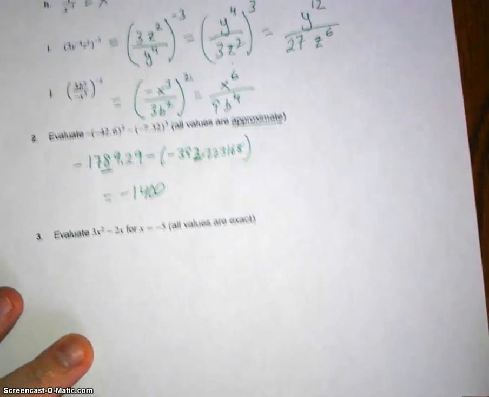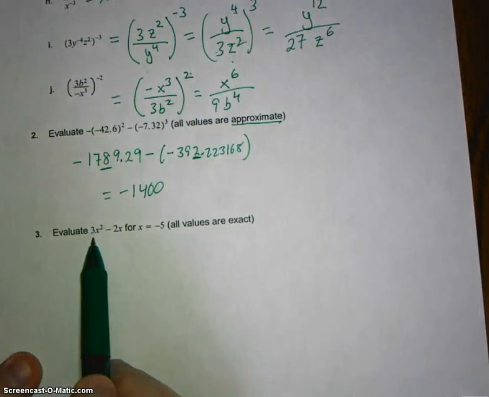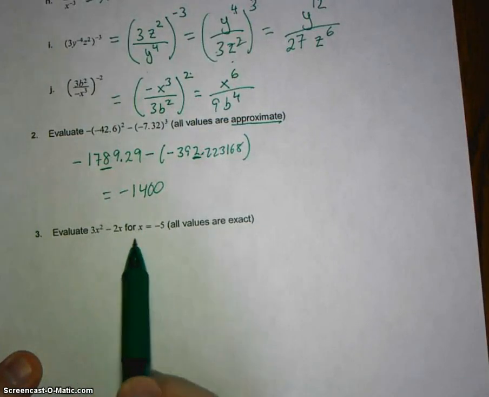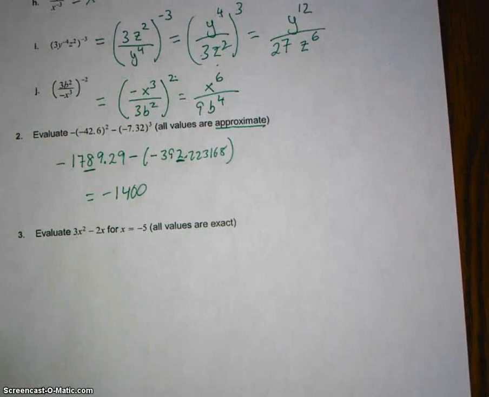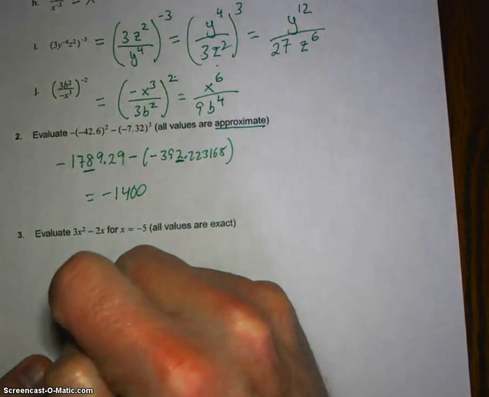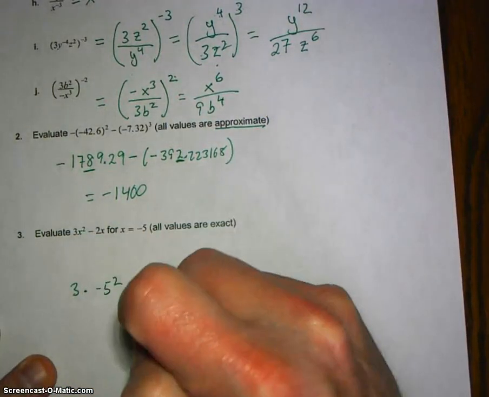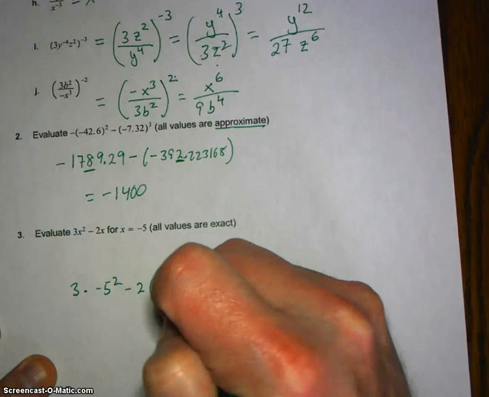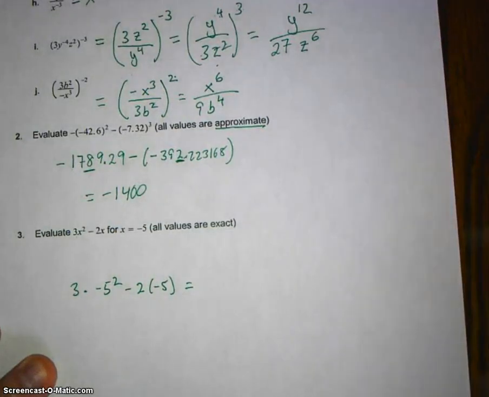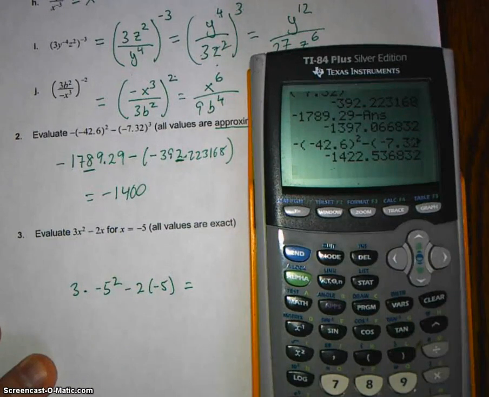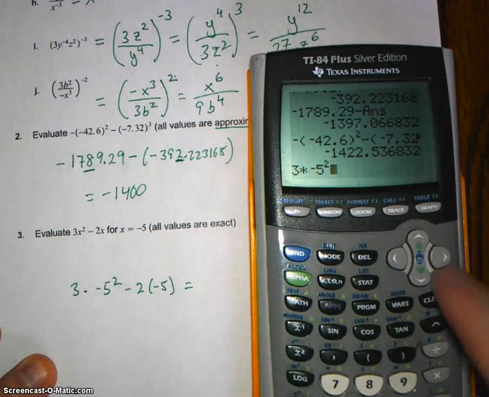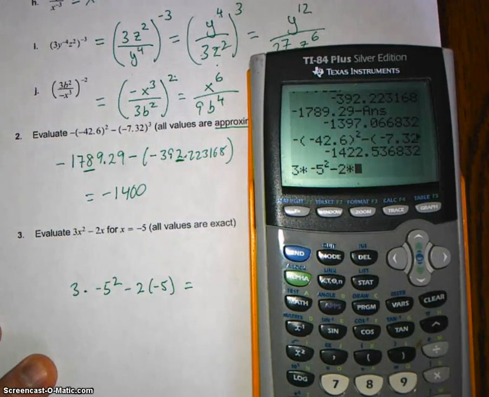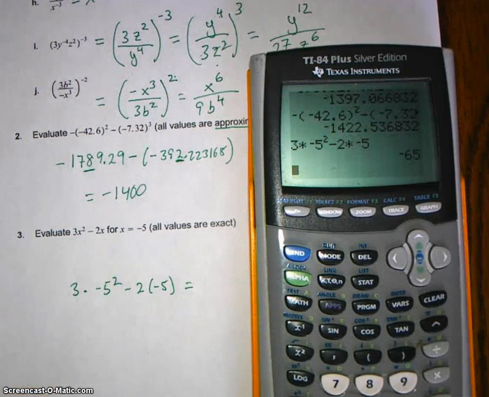All right, this last one. Evaluate 3x squared minus 2x for x equals negative 5. I'm going to show you the mistake most students will make. They'll write 3 times negative 5 squared minus 2 times negative 5, and then they'll type it into their calculator. 3 times negative 5 squared minus 2 times negative 5, and they'll write negative 65. And that answer is not correct.